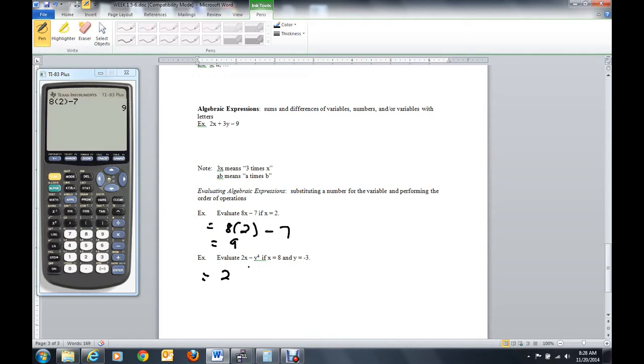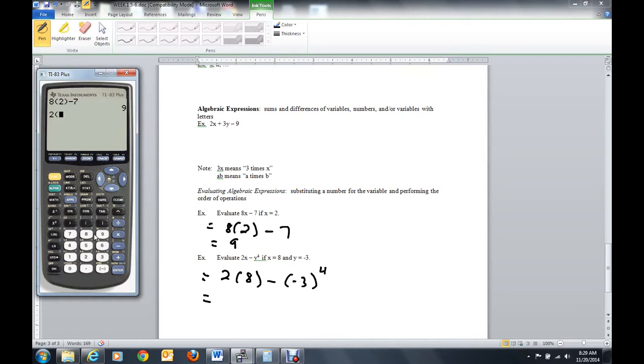Now the same thing, 2x minus y to the fourth. Notice how I rewrote it with x and y with empty parentheses, because x, I'm going to let it be 8 because that's what it's given to be. y is given to be -3. Very important to use parentheses, especially when you have negative numbers to substitute.